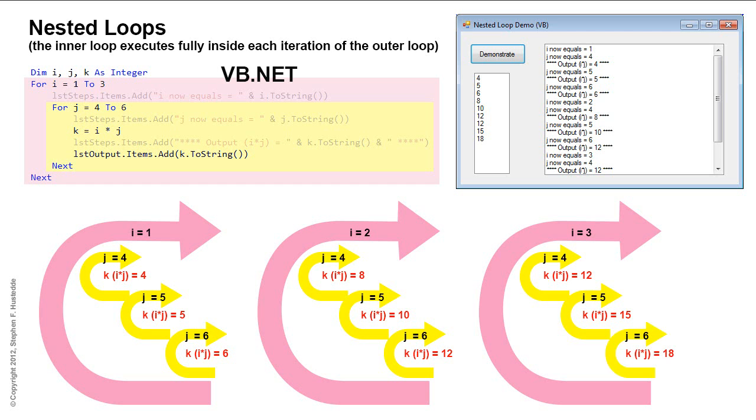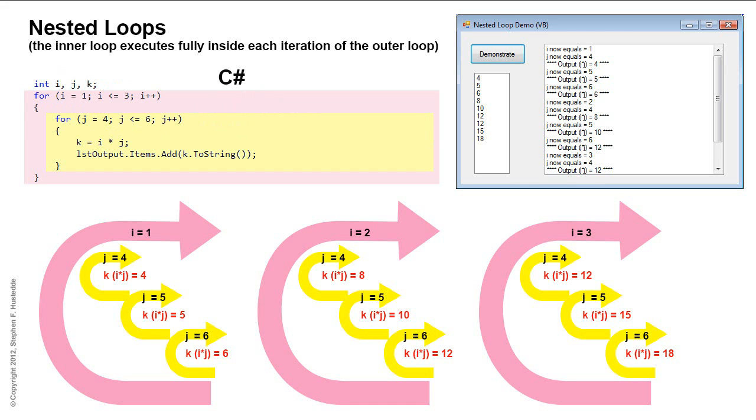J has now reached its upper limit for that inner loop. It's going to kick outside of that inner loop and go back to the outer loop. But we've reached the upper limit of that outer loop. And so our execution is going to continue with whatever comes after the next statement for that outer loop. And our nested loop structure is complete.